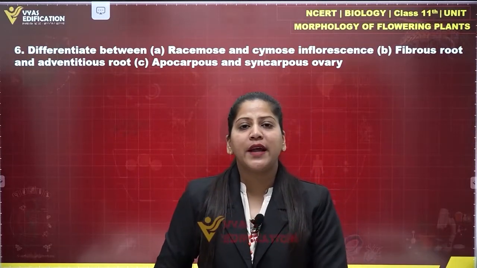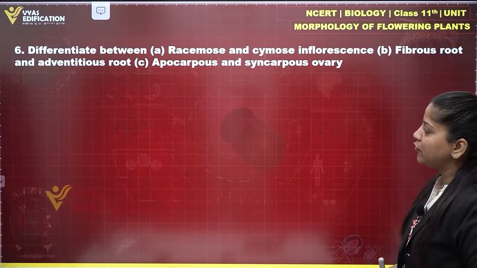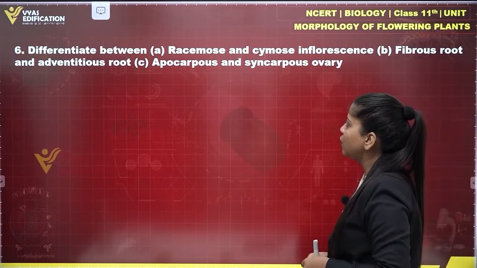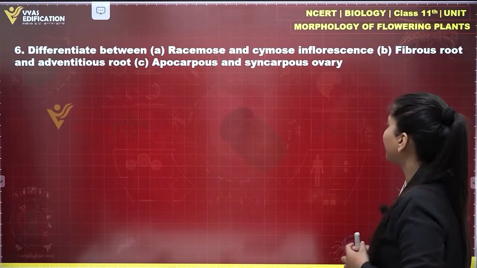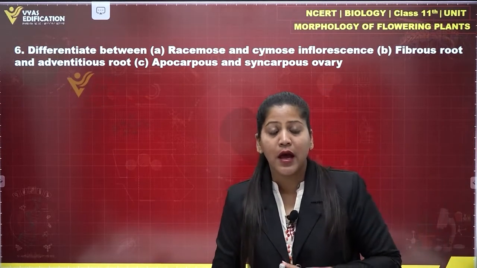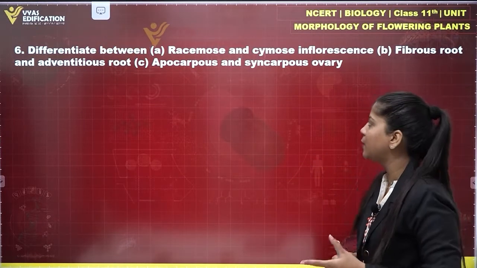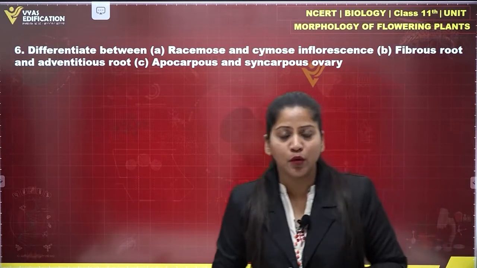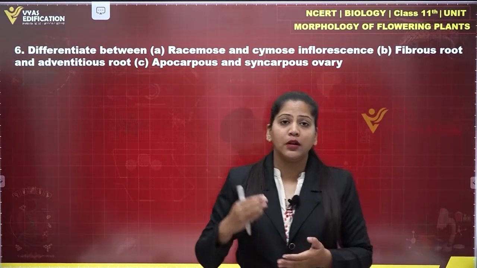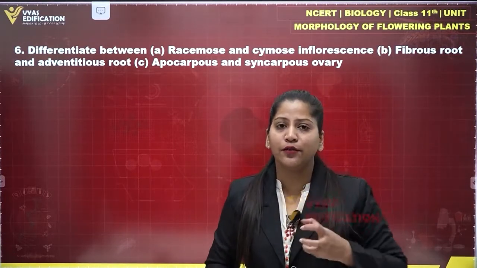So let's talk about the next question, question number 6, which asks us to differentiate between racemose and cymose inflorescence. We have to differentiate between fibrous root and adventitious root, and also between apocarpous and syncarpous ovary. First, if we talk about racemose and cymose inflorescence, before differentiating these two terms, we have to know what inflorescence is.